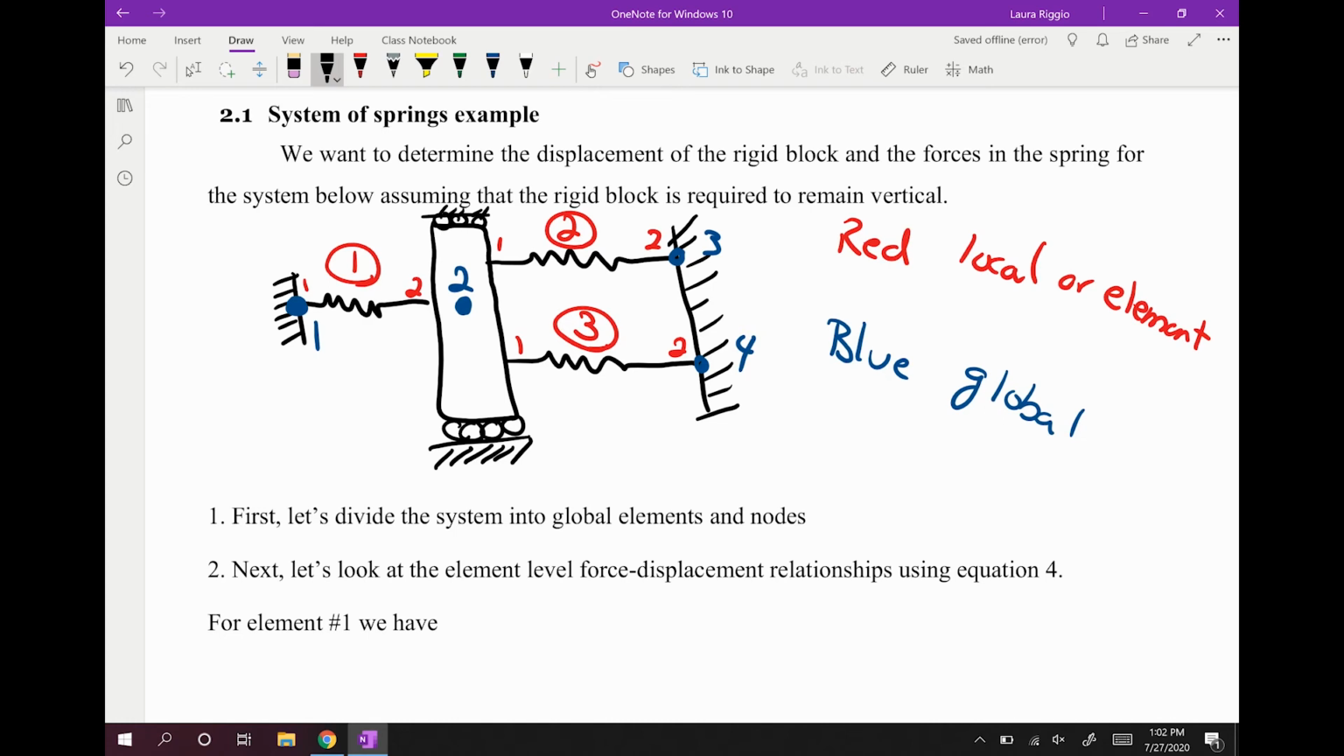So the first step in solving any problem for a discrete system or a continuous system is to divide the system into your global elements and global nodes, which is trying to figure out how many things are in my system and how do they connect. This is the discretization step, and when we move on to computer modeling, this is your meshing step. You're taking some system and you're approximating it with some kind of grid of elements.